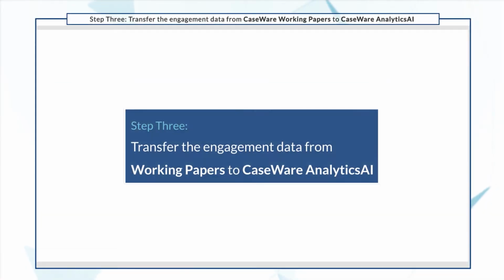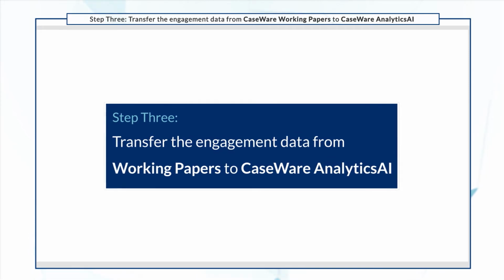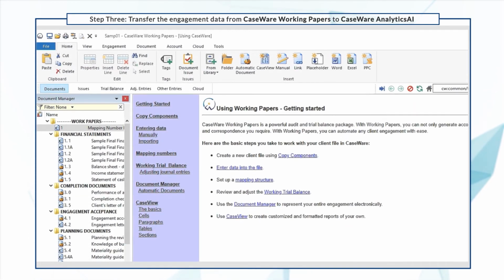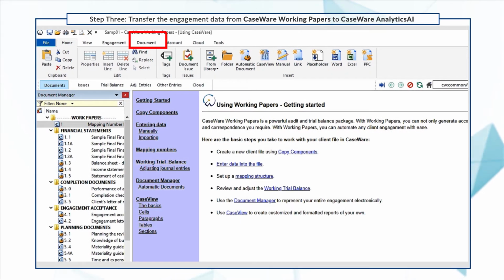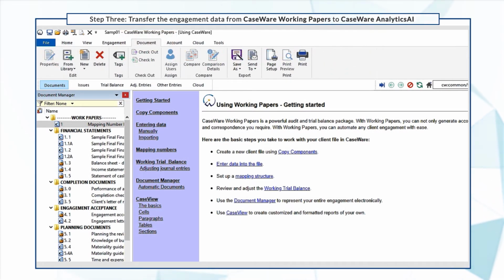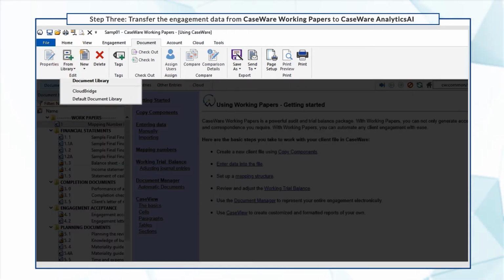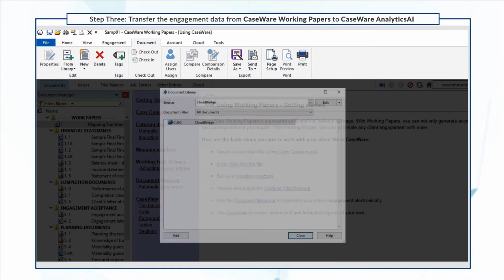Now you're ready for the final step. Transfer the engagement data from working papers to Caseware AnalyticsAI. Open the working papers file and click Document, and then Add from Library. Select Cloudbridge to add the Cloudbridge document in the file.